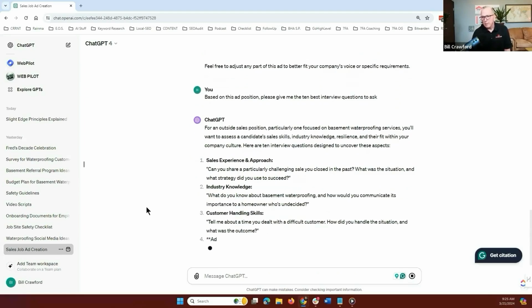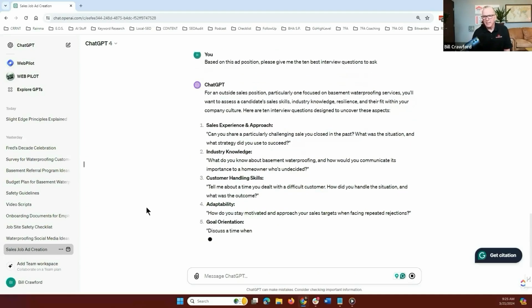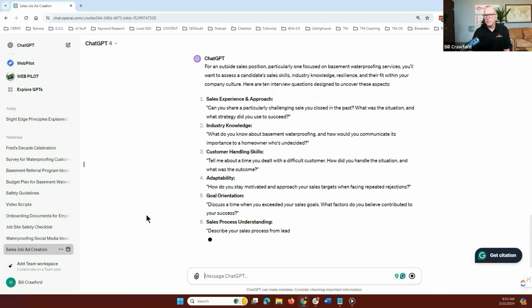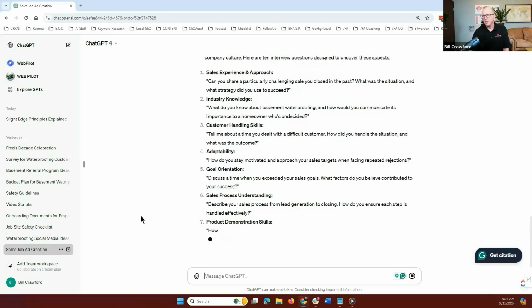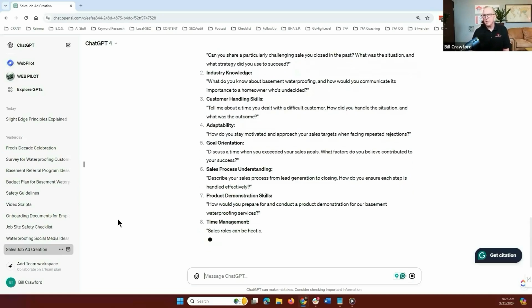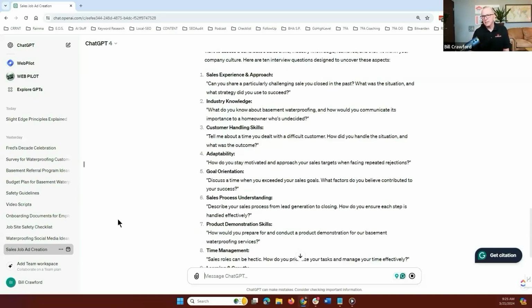Now, it also groups it by categories. And again, take what's applicable. Can you share a particular challenging sale that you closed in the past? What was the situation and what strategy did you use to succeed? Good open-ended question. Let's see where the person takes it. Let's see what they share.